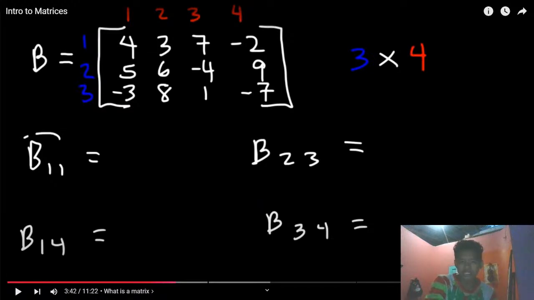So guys, we start thinking very strategically. It's a 3 by 4 matrix. We have B11, so the number for B11 would be 4. For B23, that would be 6. For B14, that would be -2, and for B34, that would be -7.